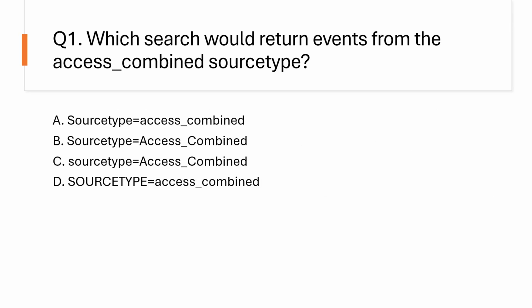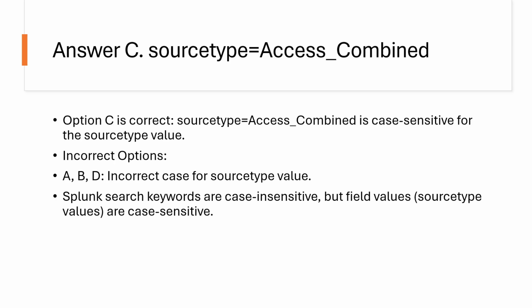Question 1. Which search would return events from the access_combined source type? A. sourcetype=access_combined. B. SourceType=access_combined. C. sourcetype=ACCESS_COMBINED. D. SourceType=ACCESS_COMBINED. The correct answer is C.